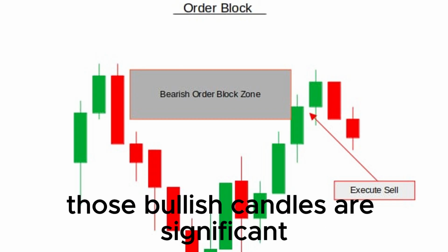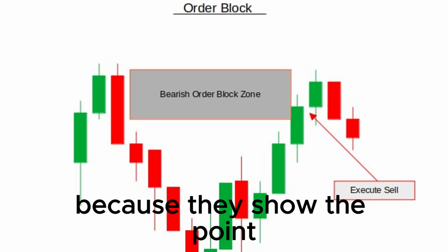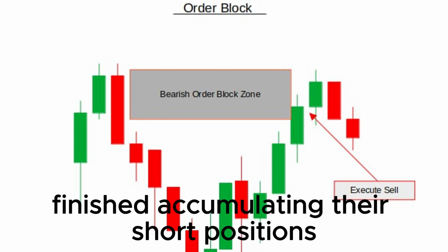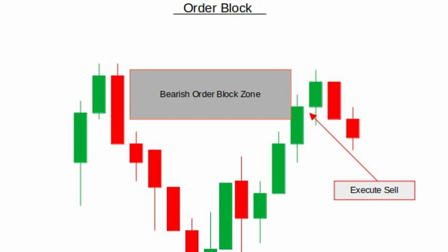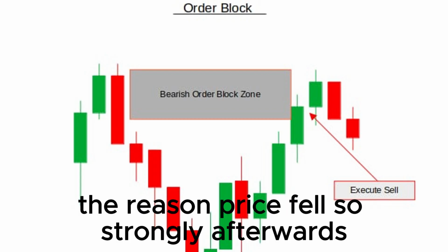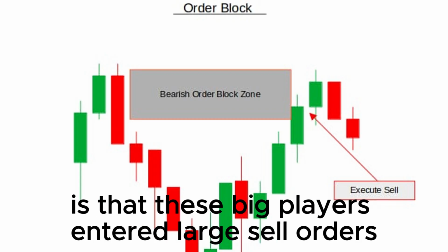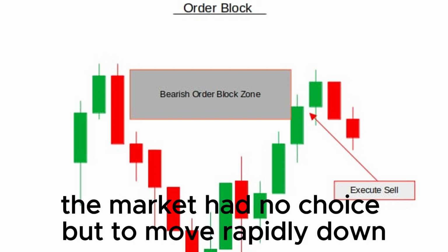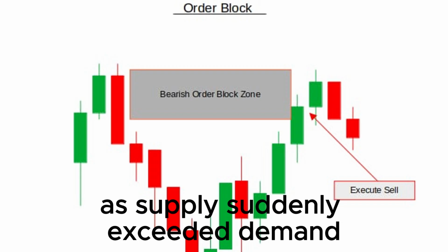Those bullish candles are significant because they show the point where powerful market participants, such as banks or hedge funds, finished accumulating their short positions. The reason price fell so strongly afterwards is that these big players entered large sell orders, and when those orders were triggered, the market had no choice but to move rapidly down as supply suddenly exceeded demand.